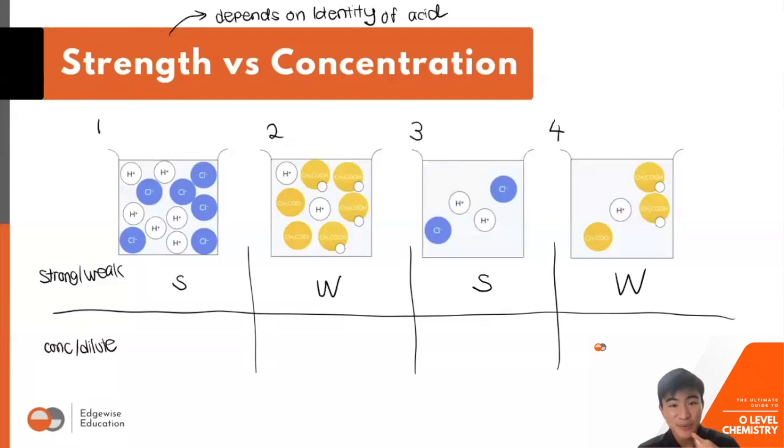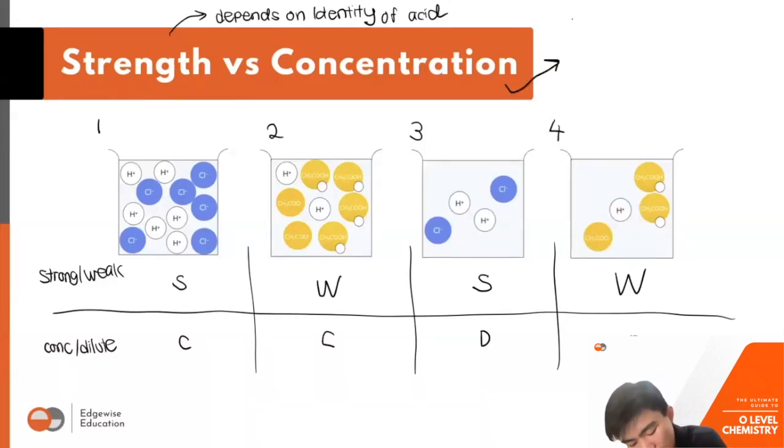All right. Now, most of you got the correct answer. It is concentrated, dilute. 1 and 2 are concentrated. 3 and 4 are dilute. You ask me why. Now, look at this. Concentration simply means the number of acid molecules, or rather the number of acid particles, in the same volume.